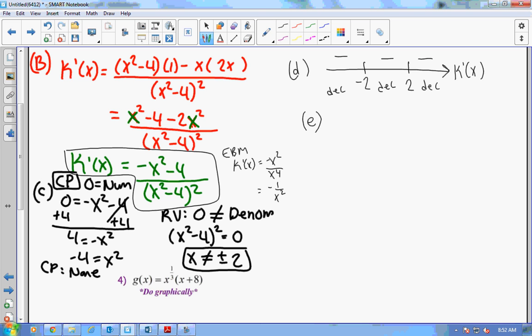Okay, so for E, our answer: K is decreasing on all real numbers. Is that what I should put? Right. We have restricted values, negative 2 and positive 2. So it'll be negative infinity to negative 2, union negative 2 to 2, union 2 to infinity, because K prime is greater than 0 or less than 0? Less than 0.